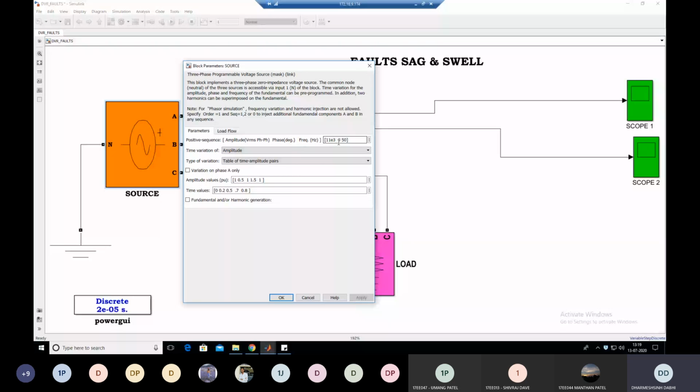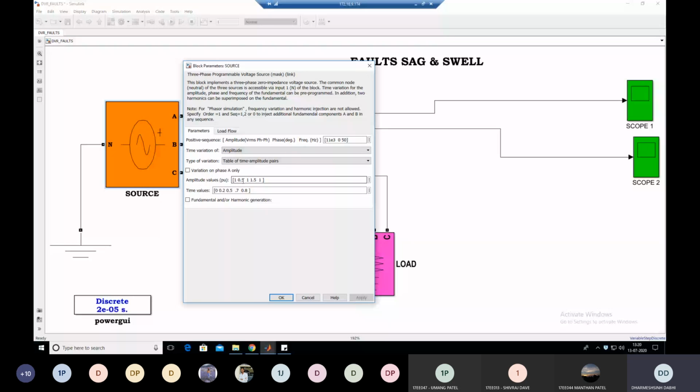And here you can see the amplitude values variation. They ask for the variation on phase A only, but here we do not click on this. We require the variation in all three phase voltages, all three phase quantities A, B, C, or R, Y, B. Here the amplitude values are given in per unit. First amplitude is 1, then 0.5, then 1, 1.5 and 1. So this is the amplitude of voltage in per unit changing with respect to time.